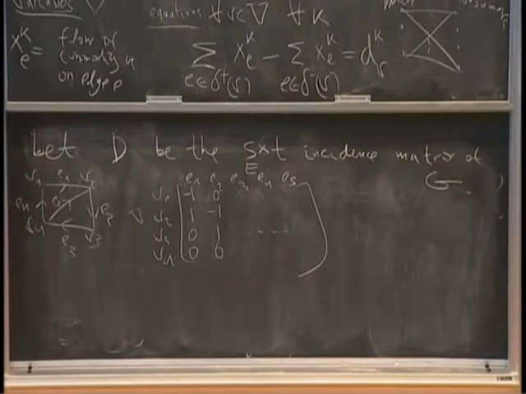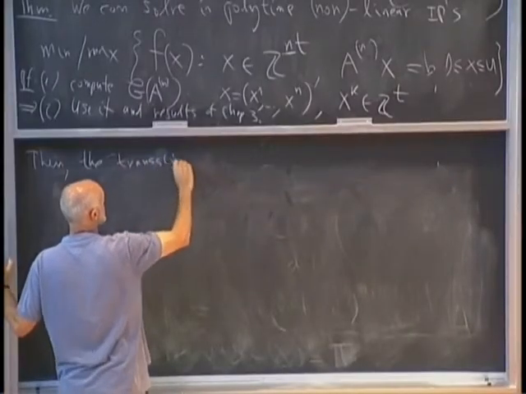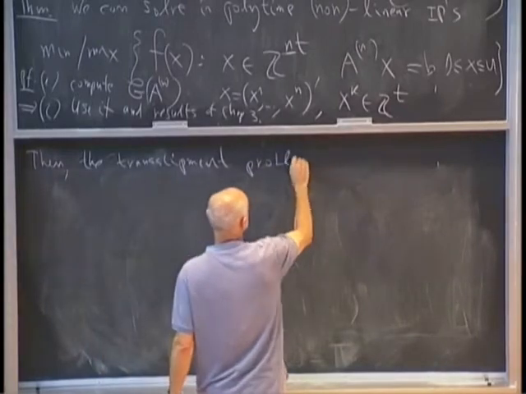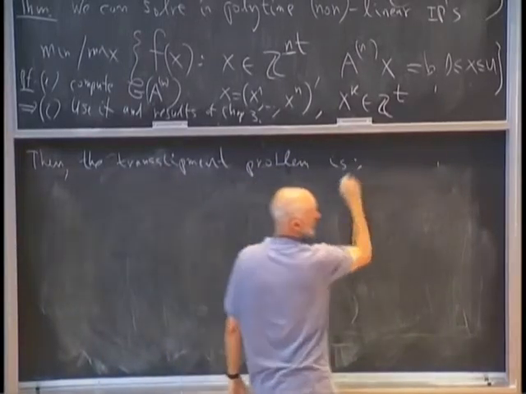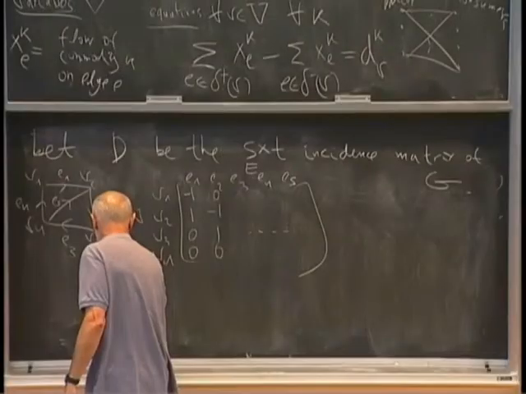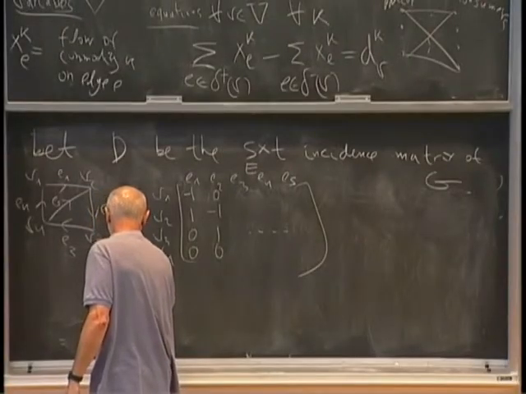So I'm continuing here. Then the transshipment problem becomes the following. I need actually one more thing here, the demands. So the demands here, let me also write the demands, dk is a vector.